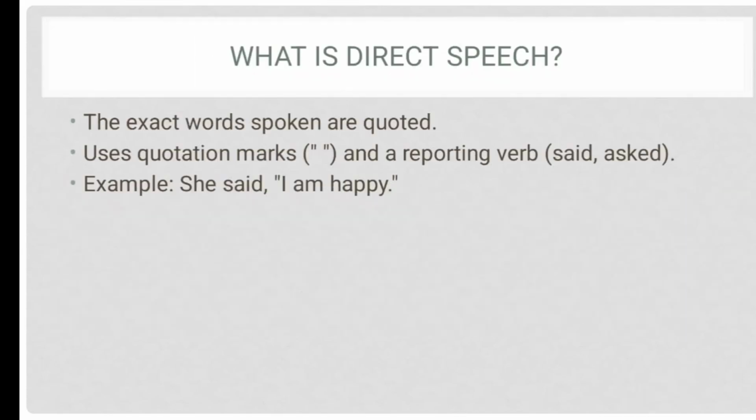What is direct speech? Direct speech tells us the exact words spoken by a person. These words are placed inside quotation marks. We also use a reporting verb like said or asked. For example, she said, "I am happy." Here, the exact words spoken by the person are written inside quotation marks.